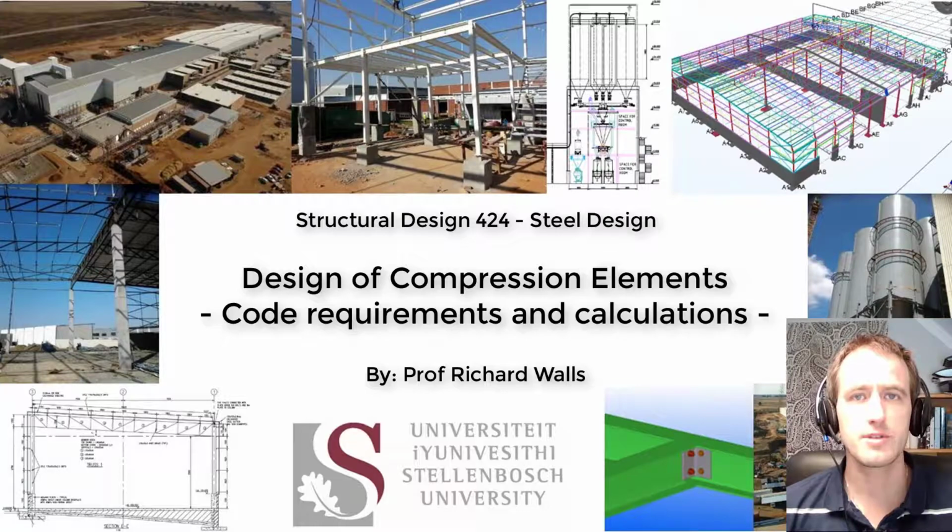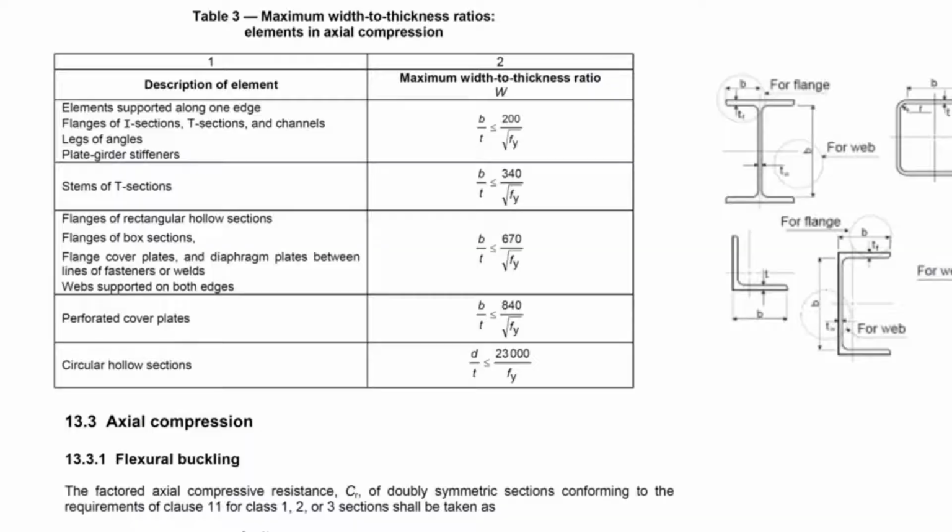Hi everyone, welcome to the session looking at the code requirements and calculations for the design of compression elements. So we're going to be going through the various details from SANS 10162 Part 1 and trying to understand what the code is trying to give us and what the calculations are trying to do. As I mark up the sections below, I'd encourage you to make these notes in your code so that they can inform and guide you as you design structures.